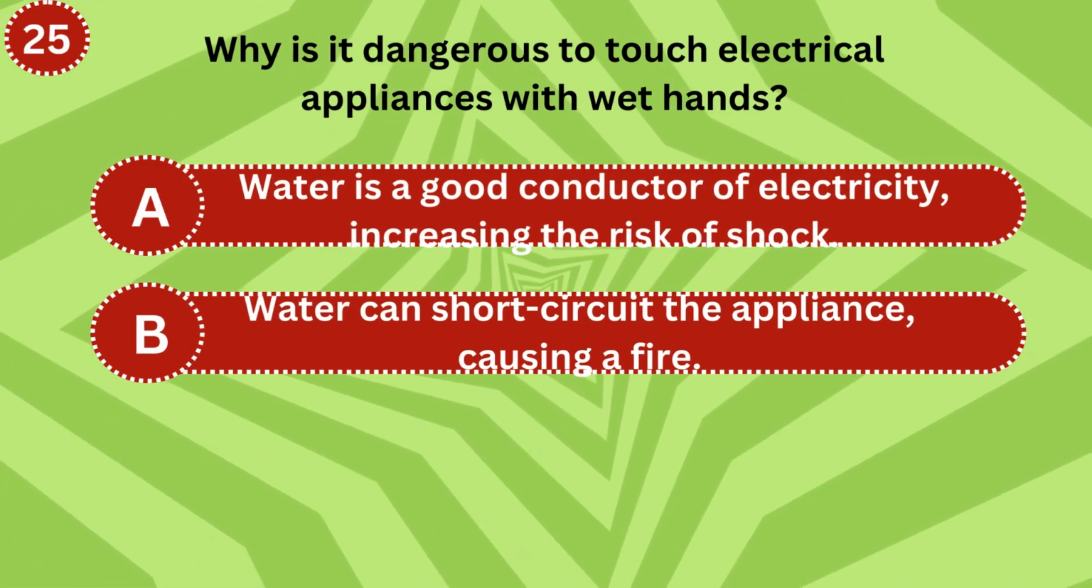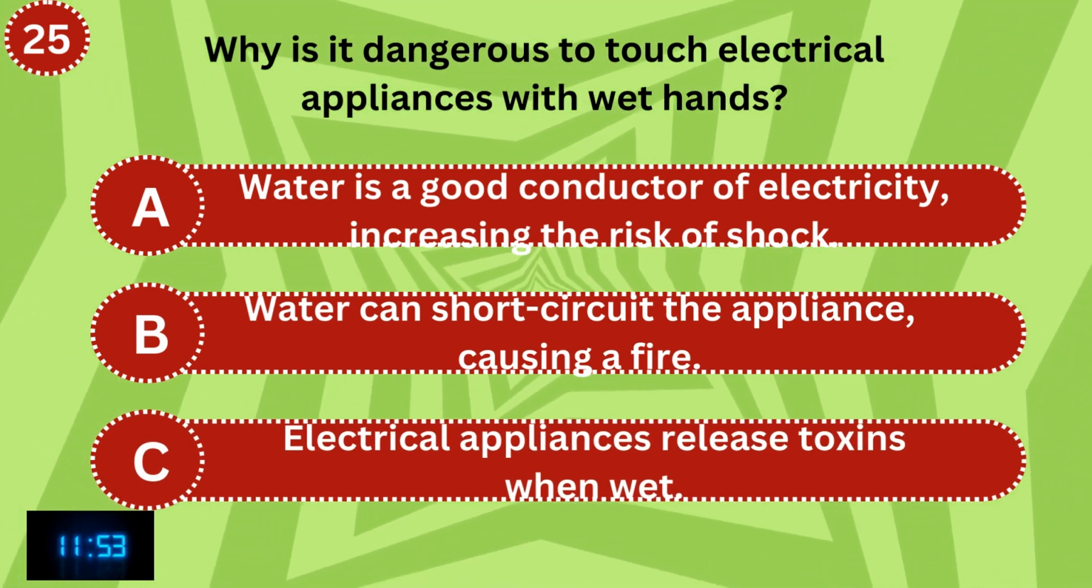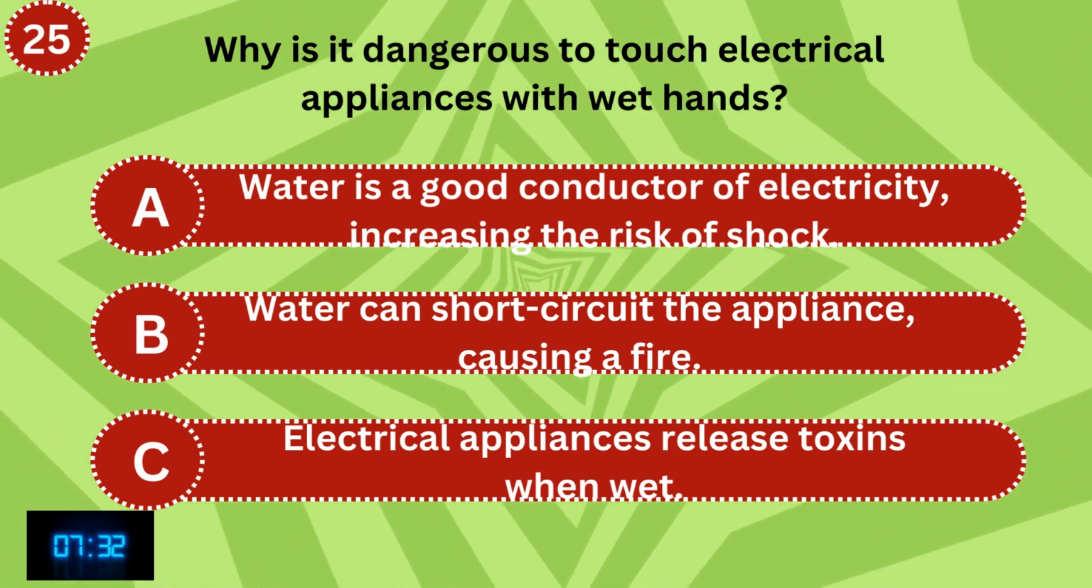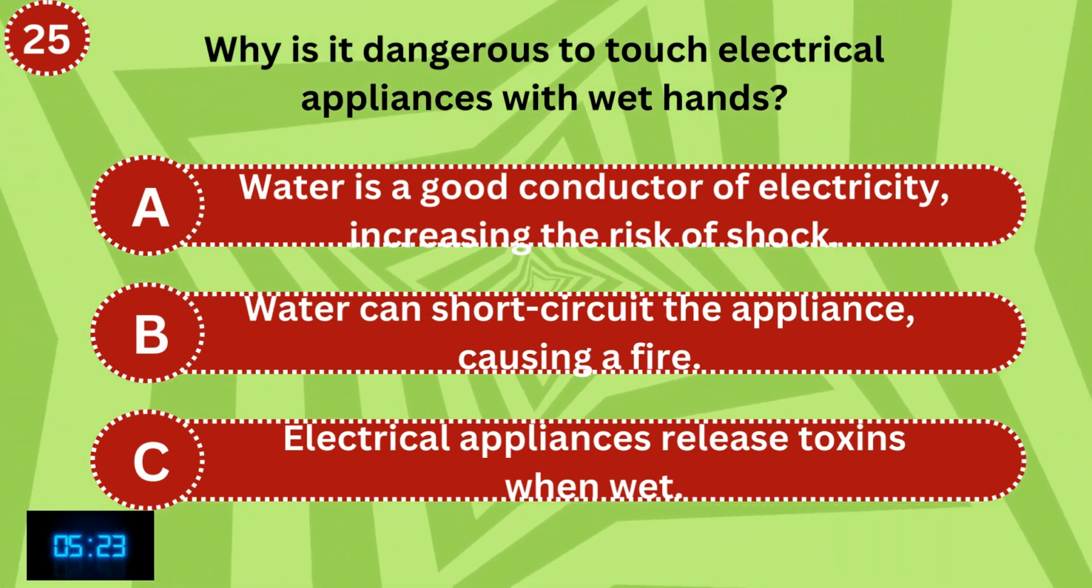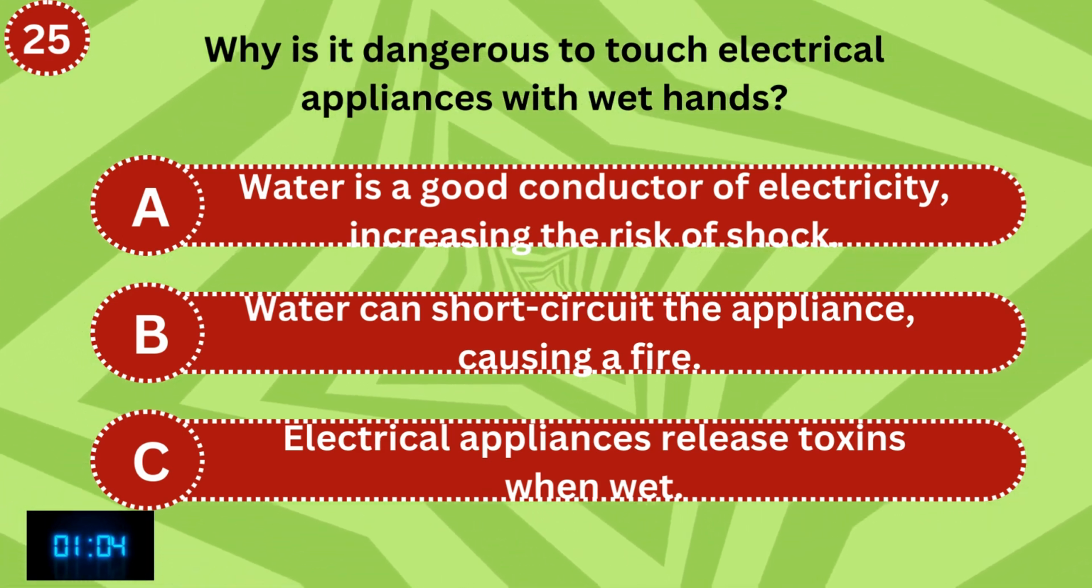Why is it dangerous to touch electrical appliances with wet hands? Water is a good conductor of electricity, increasing the risk of shock. Water can short-circuit the appliance, causing a fire. Electrical appliances release toxins when wet.